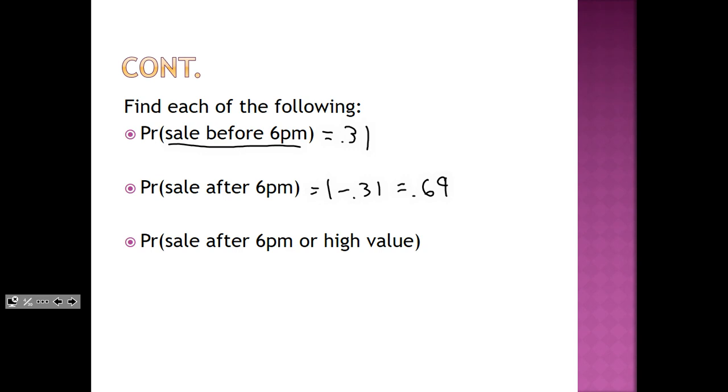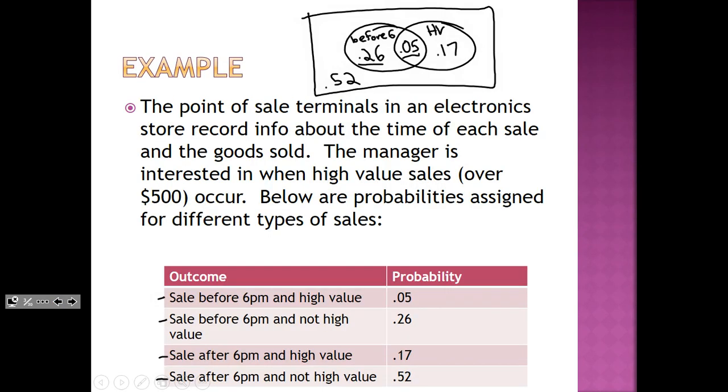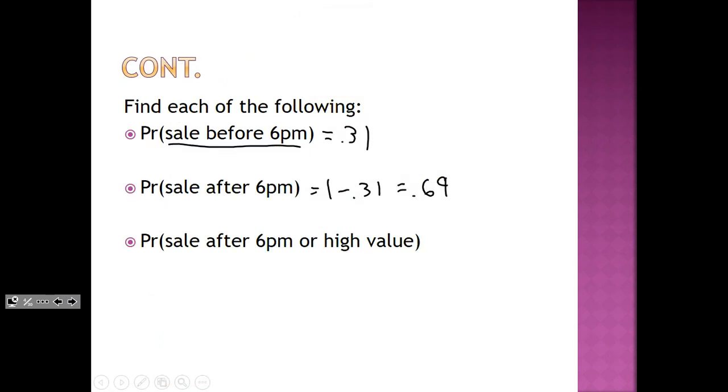And then after 6 or high value. Remember, or, like coffee with cream or sugar or both. So that's after 6, that's after 6, that's after 6, or high value. So this includes that, which is also high value, so we include that also. So it's everything except that 0.26. So 0.74. All right, so that's one way we can use Venn diagrams, setting these up.